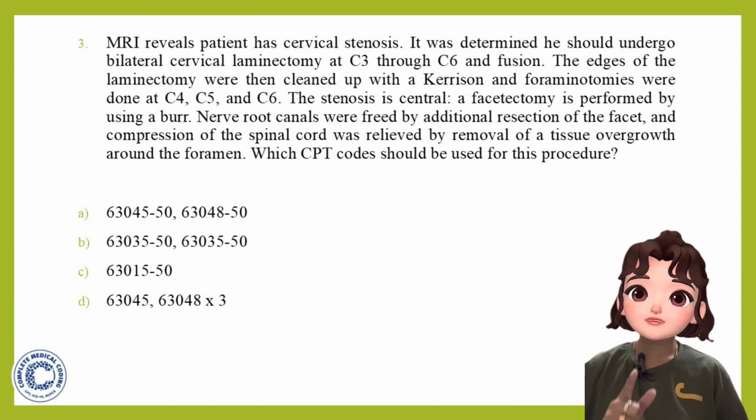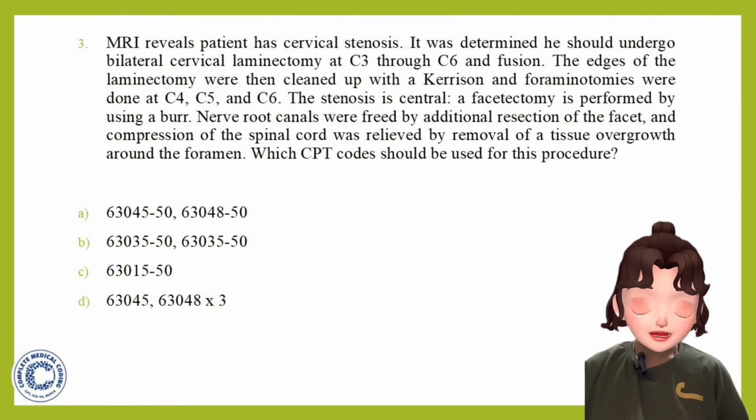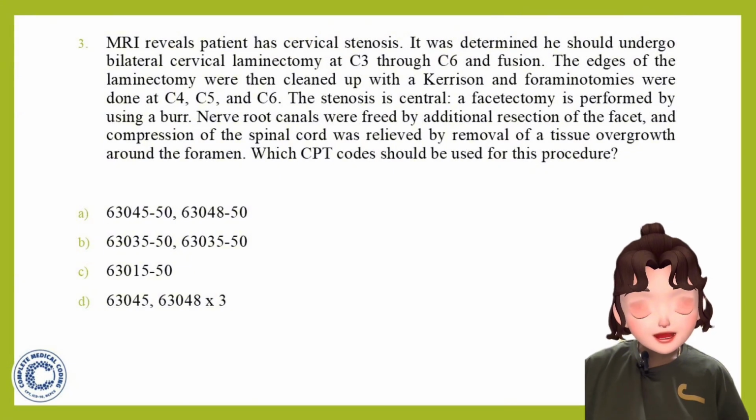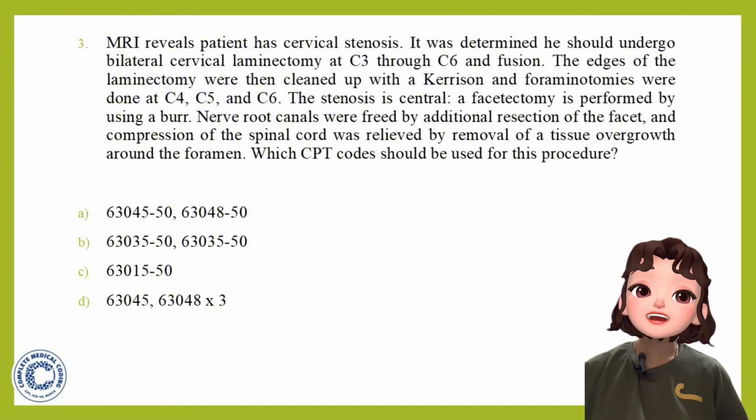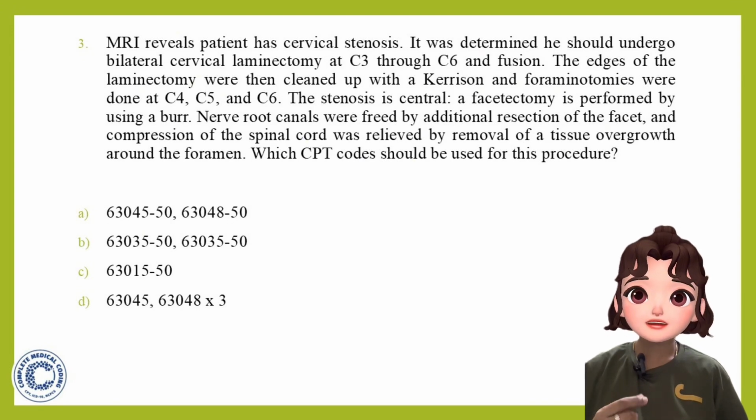Bilateral word is mentioned, so remember to use the modifier 50. Okay. Cervical laminectomy. So 63045 is laminectomy, facetectomy and foraminotomy, unilateral or bilateral, with decompression of spinal cord, cauda equina and nerve root. Single vertebral segment, cervical. Yes, this is cervical laminectomy. Is this a single vertebral segment? C3 through C6. It's mentioned as from C3 to C6. So that is single, right? That you have to code.